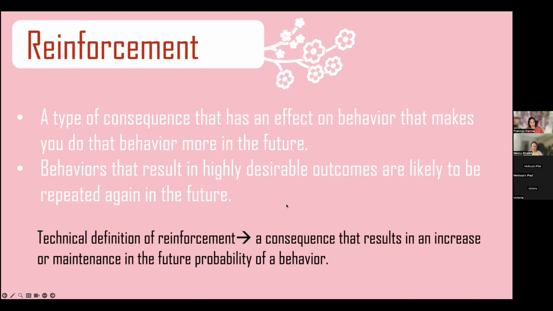So the technical definition of reinforcement, based off of the Cooper book, is a consequence that results in an increase or maintenance in the future probability of behavior. So this is like using the big words. How I explained it above is kind of trying to use more layman terms so you guys can understand it better. But this is the actual terminology that you would need to understand. A consequence that results in an increase or maintenance in the future probability of a behavior.